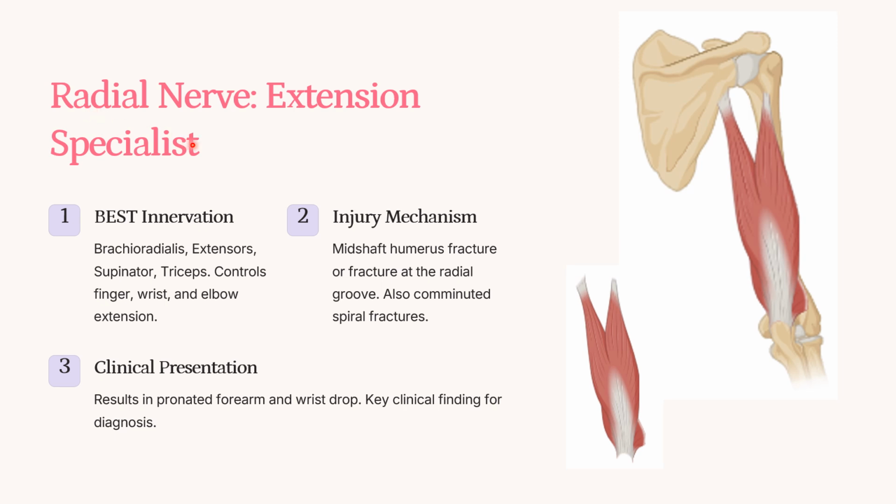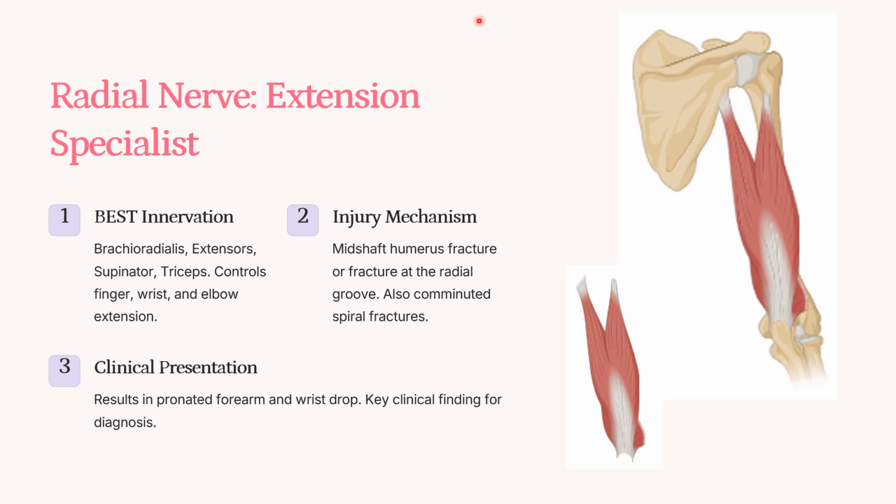Coming to the radial nerve. Radial nerve is the main innervation of the finger, wrist and elbow extension. So the only keyword that I would request you to remember for radial nerve is extension. So what are the muscles that it innervates? Radial nerve innervates the BEST muscles. That is the brachioradialis, extensors, supinator as well as the triceps, because they are the muscles which are involved mainly in extension.